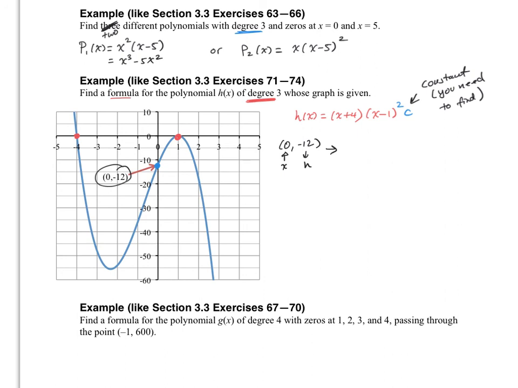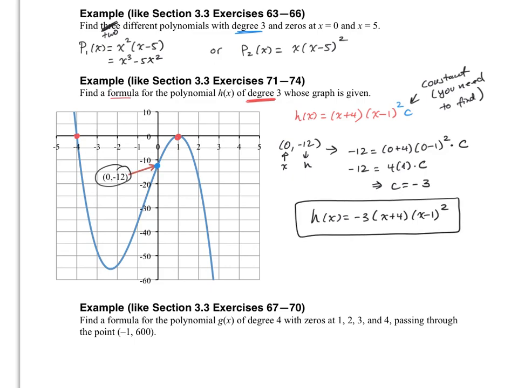So what this says is the following: minus 12 is equal to 0 plus 4 times 0 minus 1 squared times c. So remember, what you're trying to find is the constant c. So minus 12 is equal to 4 times 1 times c. So that means c is equal to minus 3. So therefore, the final answer is going to be this: h of x equals minus 3 times x plus 4 times x minus 1 squared. So you can put the constant in front.